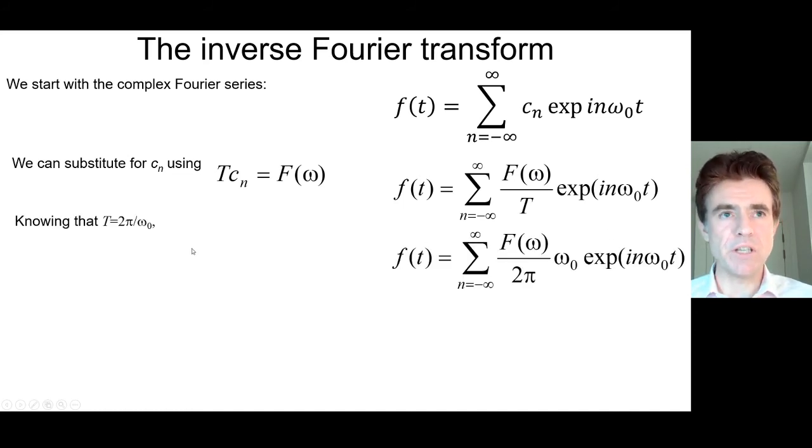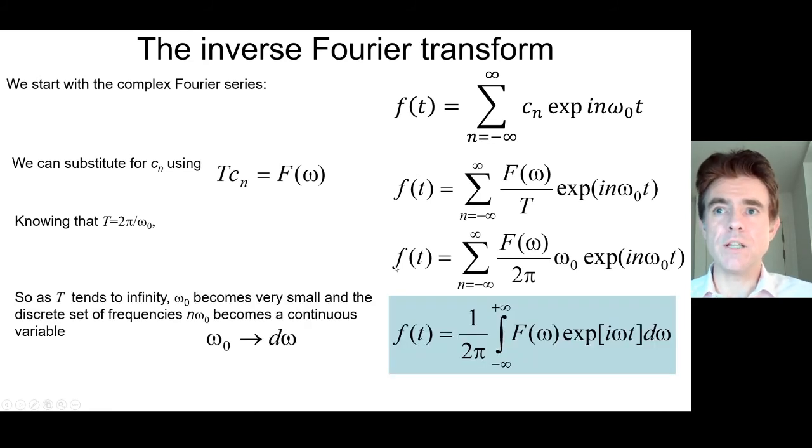Now, as we know again, T, the fundamental period, is related to a fundamental frequency omega 0 using this relation with the 2 pi involved. So we're just going to substitute that into this expression now. So T is equal to 2 pi divided by omega 0. That gives us a 2 pi in the denominator here, because T is in the denominator. And then we've got an omega 0 up in the numerator here. So that's all we've done to get to this line.